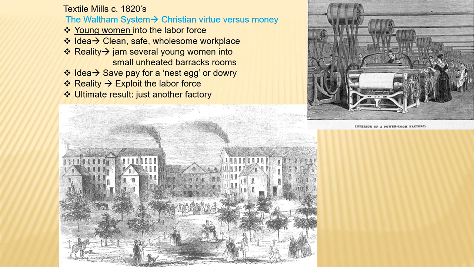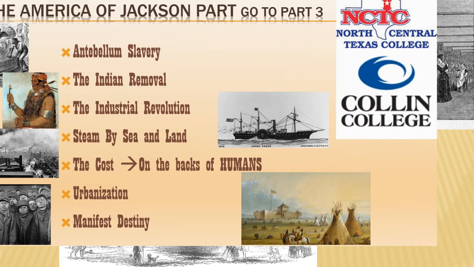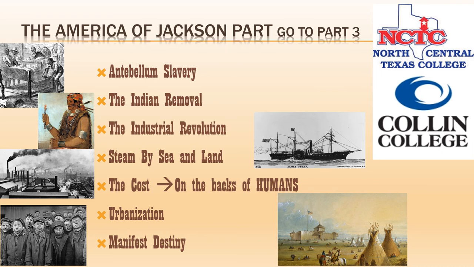Let's go to the next slide, and let me introduce really part 3 of Jacksonian America. So go to part 3 of 3. We've talked about antebellum slavery. We've talked about Indian removal. We talked about the Industrial Revolution, steam by sea and land, and we've talked about the cost. That's what I just got done talking about, on the backs of human beings.